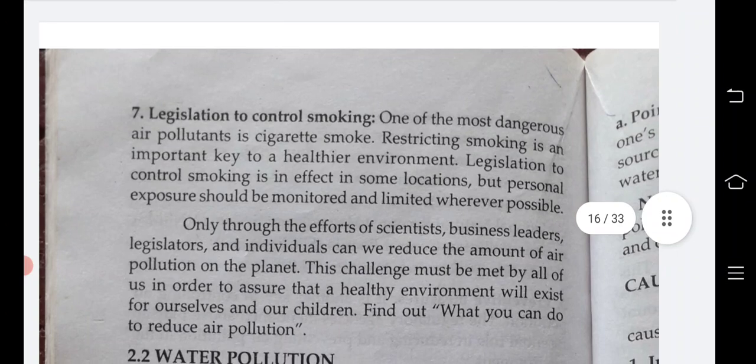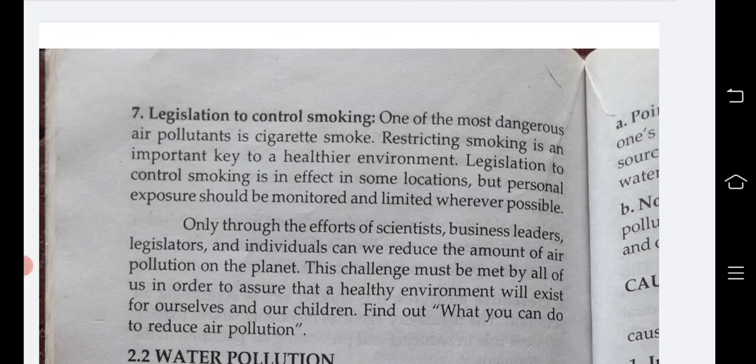Next is legislation to control smoking. One of the most dangerous air pollutants is cigarette smoke. Restricting smoking in public places will bring down a good amount of pollution, which actually leads to lung cancer and all. It can come down. Now, only through the efforts of scientists, business leaders, legislators and individuals can we reduce the amount of air pollutants on the planet. This challenge must be met by all of us.